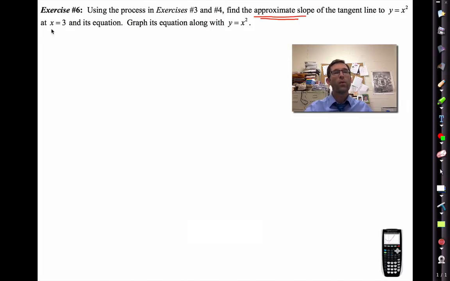All right, but what we want to do is now figure it out when x is 3. So what I'd like you to do is pause the video, take as much time as you need. It probably should take you around 5 minutes. Come up with the slope of the tangent line and its equation, so the equation of the tangent line. And then we'll also graph it along with y equals x squared. So take a little bit of time, okay?